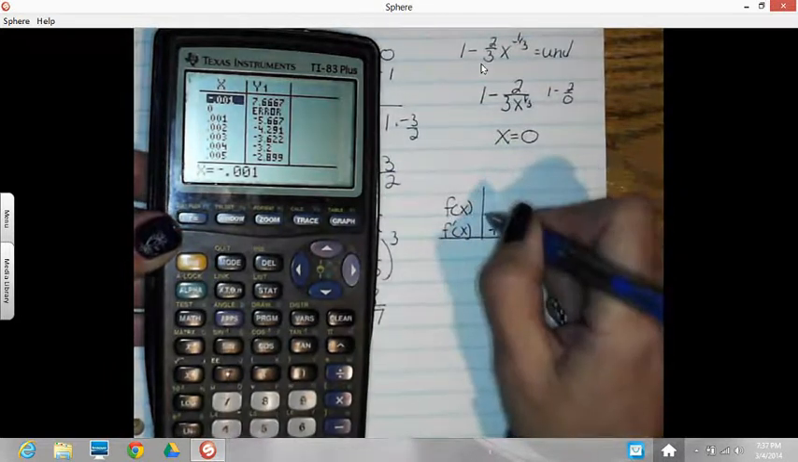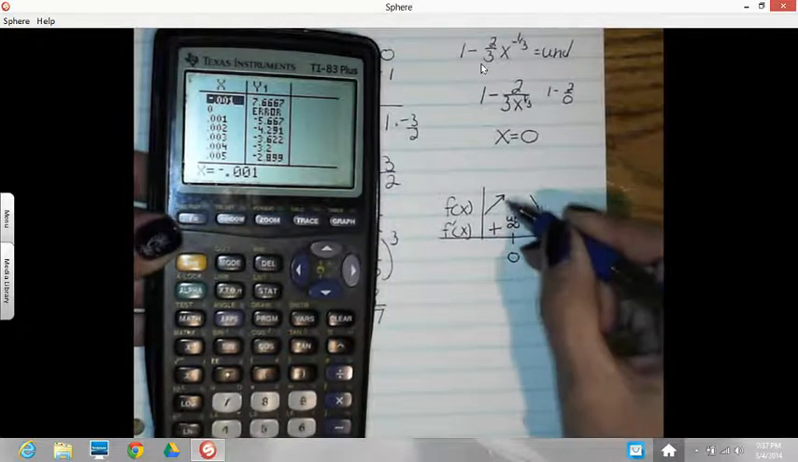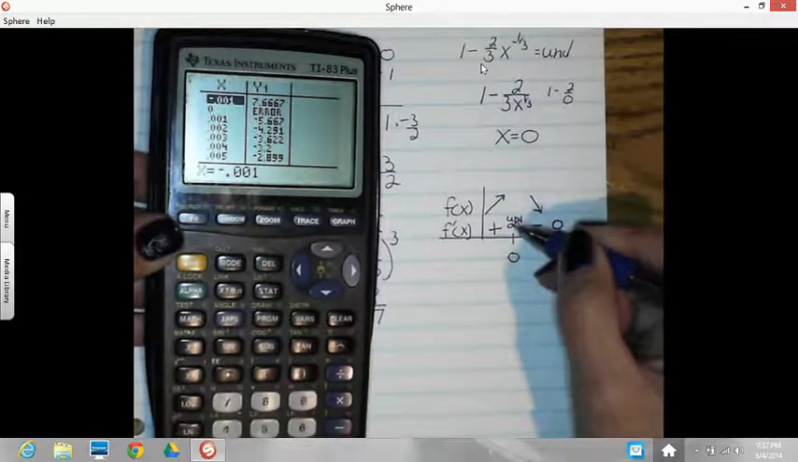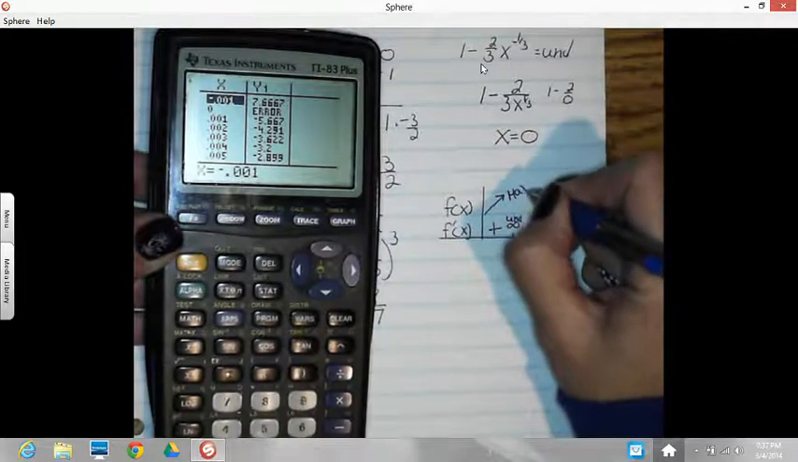So that means the function went up and it went down. So I've got some kind of a maximum with an undefined derivative. That's a cusp. So I got a maximum cusp here.